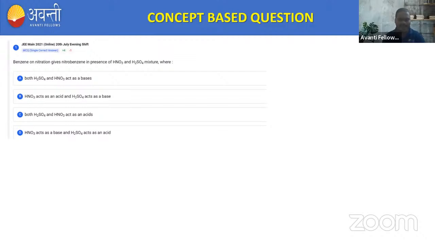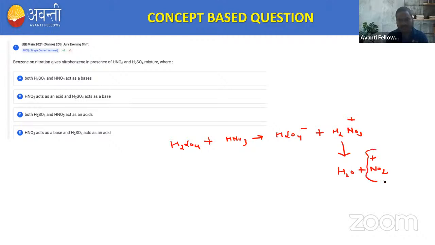This is a question from the mechanism of nitration. So we all know this thing. That is HNO3. What happened basically? So here we have H2SO4. When this H2SO4 reacts with HNO3, what do they form? They form HSO4 negative plus H2NO3 positive, right? In the next step, this H2NO3 is converted to H2O plus NO2 positive. This is the electrophile in this reaction, right? So here this acts as an acid, this acts as a base, right? So HNO3 acts as a base and H2SO4 acts as an acid. So this is the correct one.